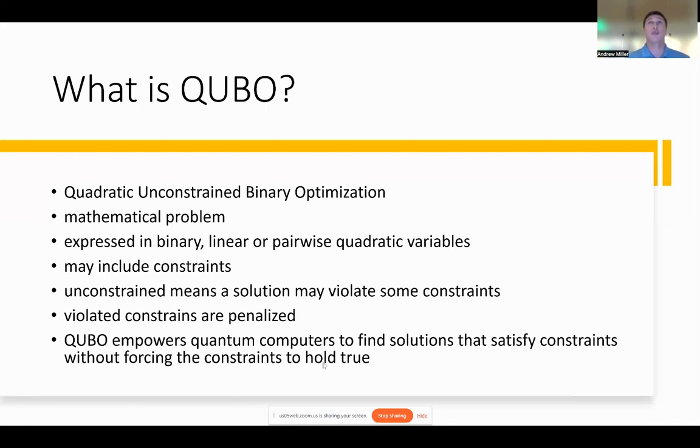This is contrary to a classical algorithm, where you'd literally have some sort of routine that checks, does this solution satisfy this constraint and this constraint and this constraint, and you'd run over all of the solutions many times to find one that satisfies that.